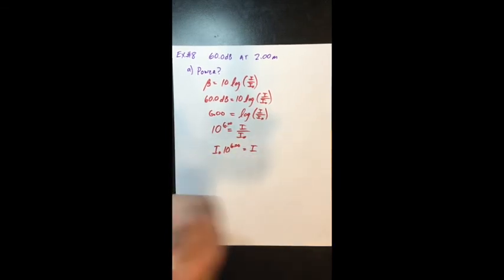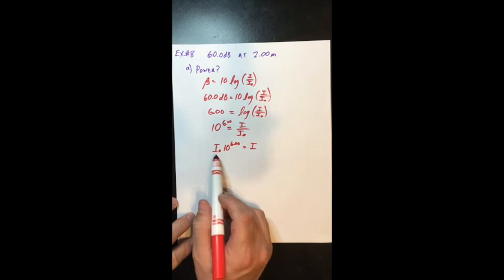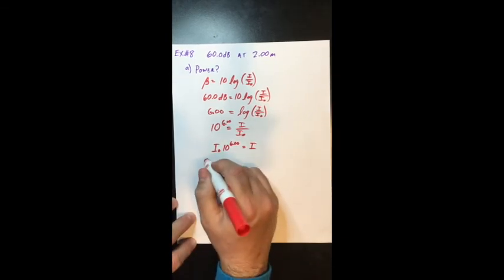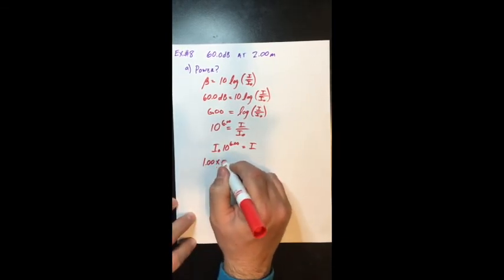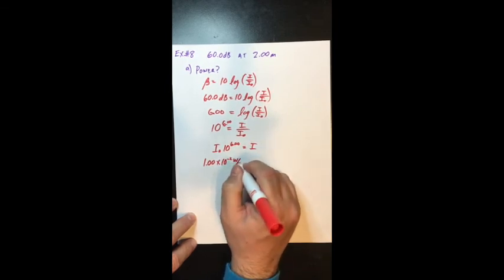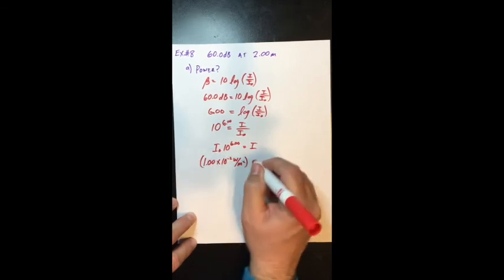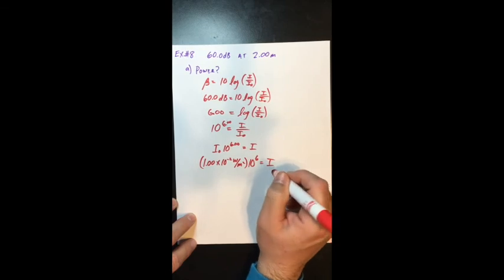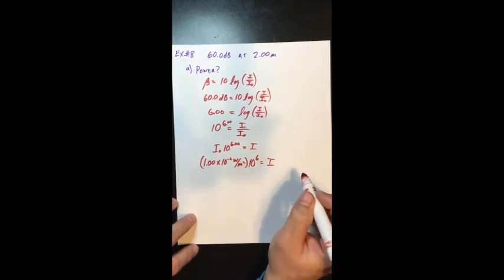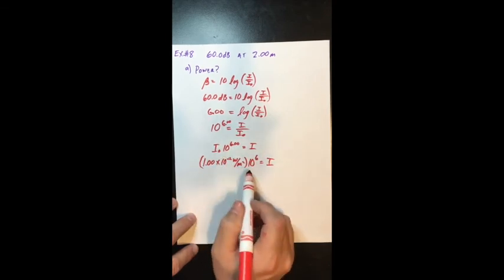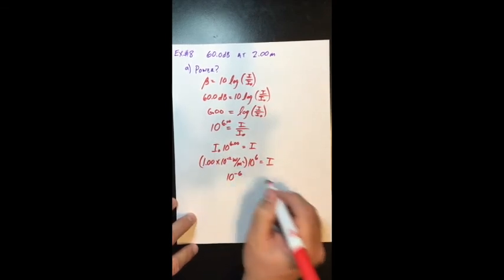So what is I naught? From the notes, I naught was basically the quietest sound that the human ear can typically perceive, and it's equal to 1.00 times 10 to the negative 12th watts per square meter, times our 10 to the 6th value. That will be our intensity, which the math on this isn't too bad. 10 to the negative 12 times 10 to the 6 is going to be 10 to the negative 6th.